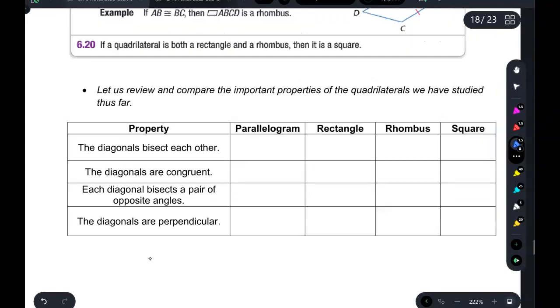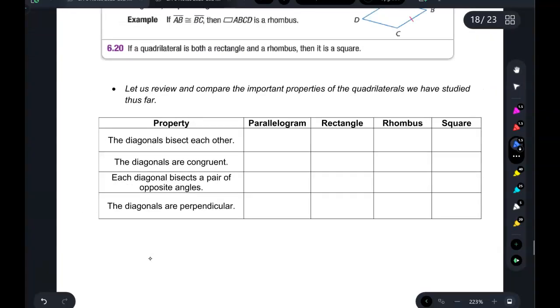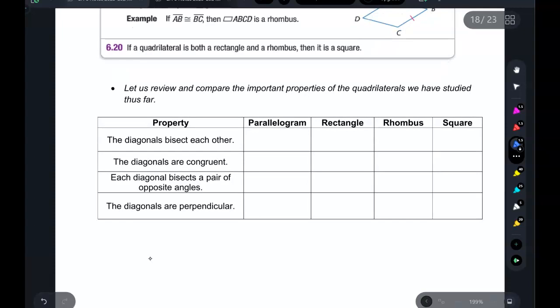Okay, let's just go to this part. We just want to check the box where it's true. So parallelogram, rectangle, rhombus, and square. Diagonals bisect each other. Is that true in a parallelogram? That's true for a parallelogram, so it's true for all of them, because these are special types of parallelogram.